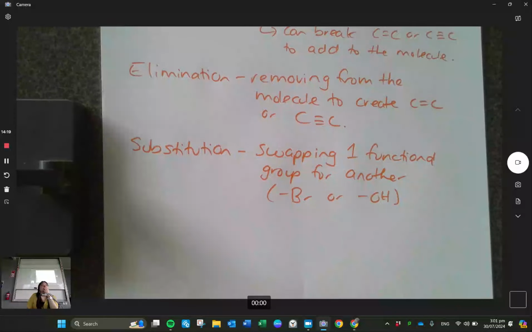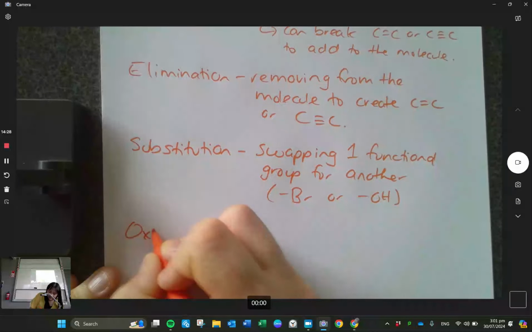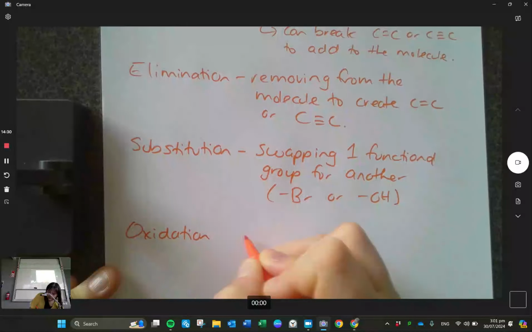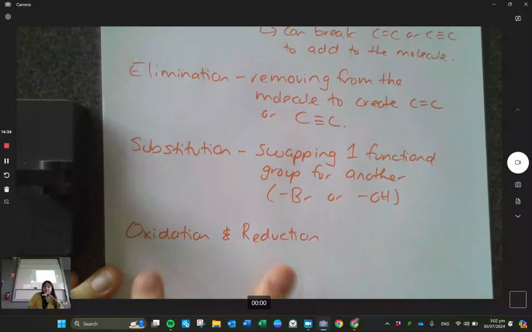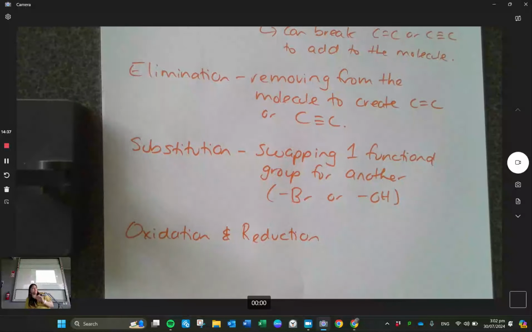Trying to think what else is there. Substitution, elimination, addition. Then there's oxidation and reduction. These two I'll show you when you actually get to the flowchart because it's a redox reaction. All right. Are we okay with that so far?